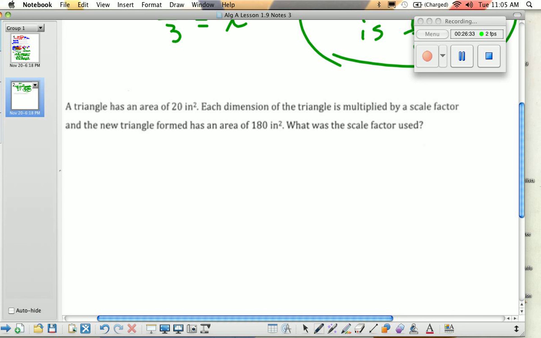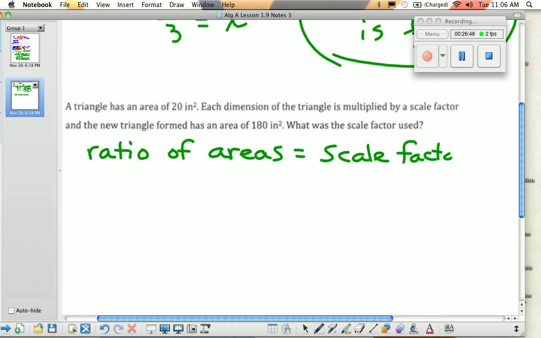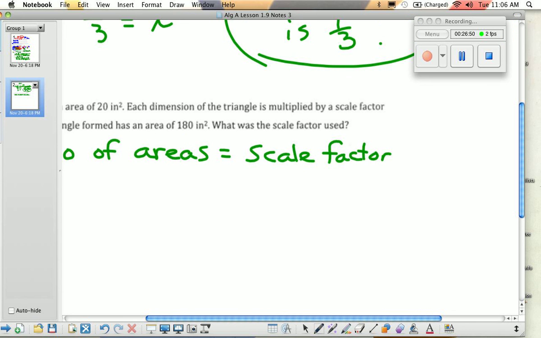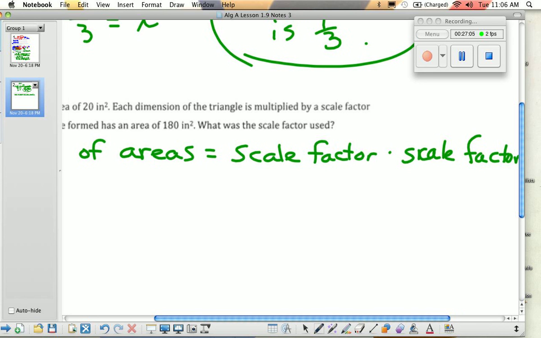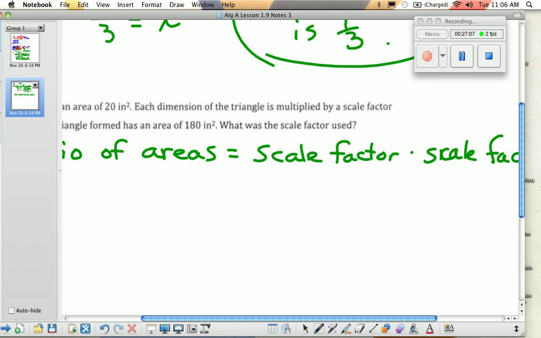So if we have to find the scale factor, we're going to say that the ratio of the areas is equal to the scale factor times the scale factor. We have to take the scale factor times itself. So the ratio of the areas is the same as the scale factor times itself.